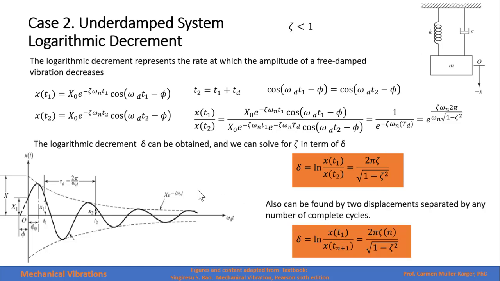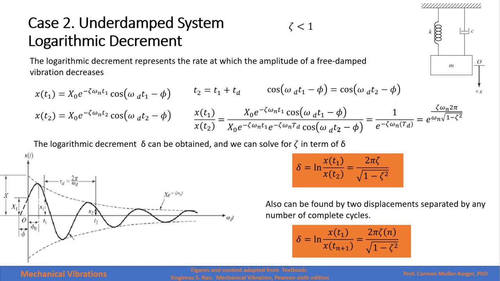We could do the same analysis not for consecutive responses but after n cycles. So we can take the response at t1 and then take it again at t n plus 1, and the solution for the logarithmic decrement will be this one right here. So it will be the same, just multiplied by the number of cycles we decide to choose to read our response. The logarithmic decrement is dimensionless and is another form of a dimensionless damping ratio.